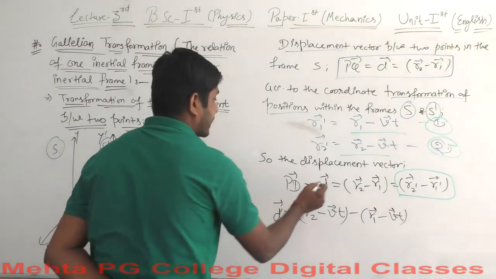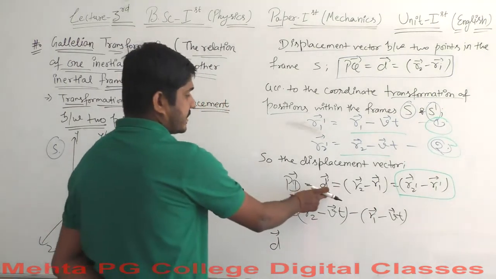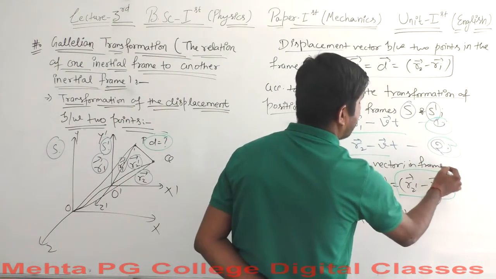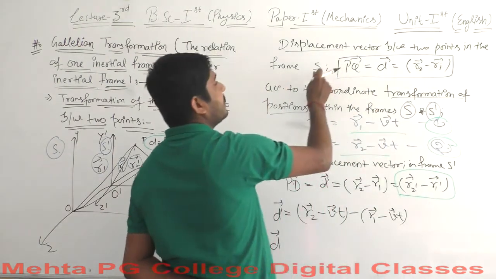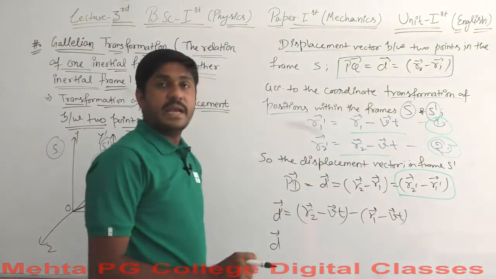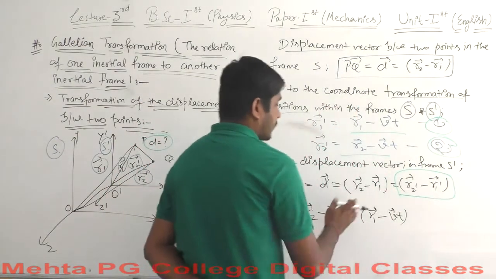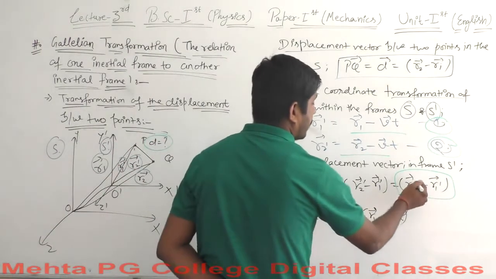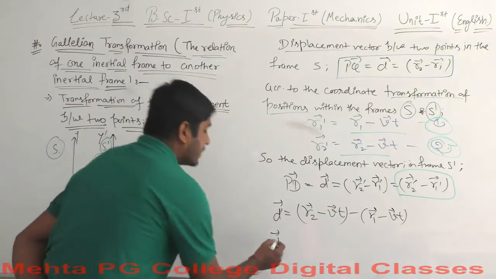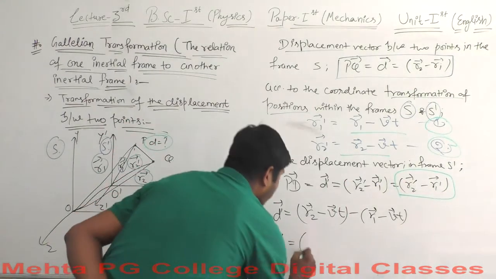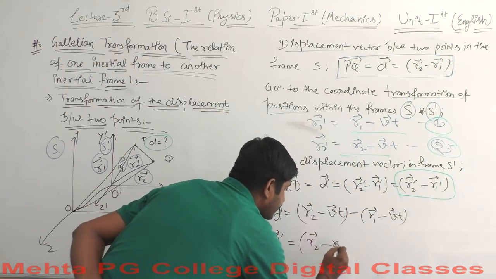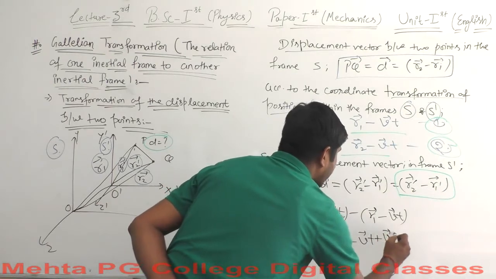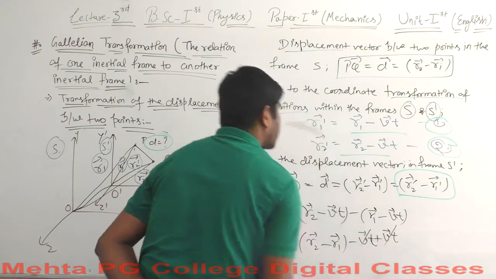This is the d dash vector actually. Okay, this is the d dash vector, the displacement vector in frame S dash, and this is the displacement vector in frame S. For frame S dash, we will use these values r dash. So d dash vector is equal to r2 vector minus r1 vector minus v vector t plus v vector t. So these are cancelled out.